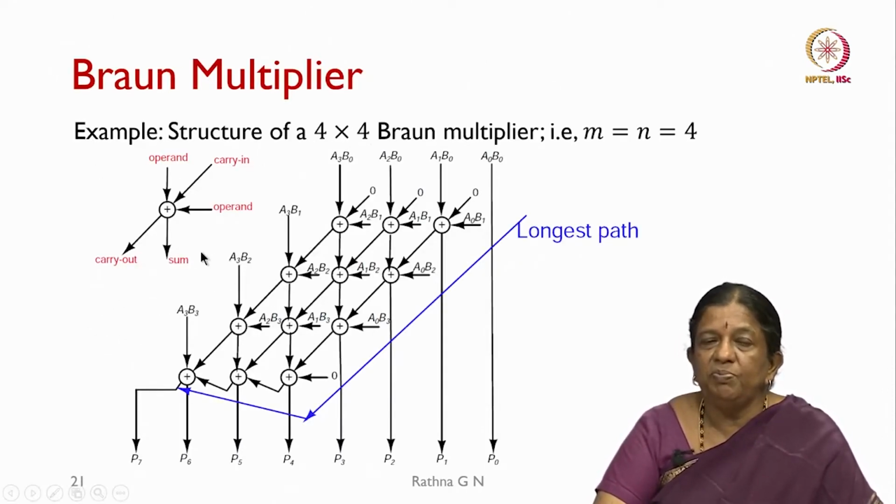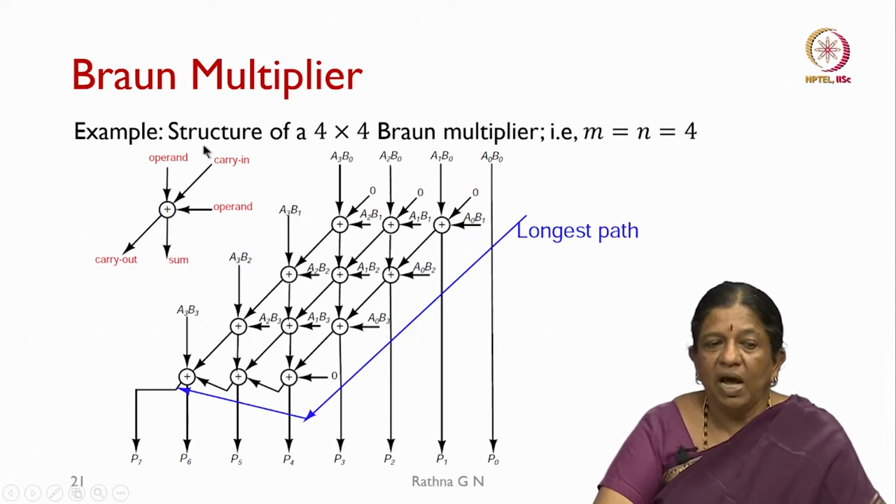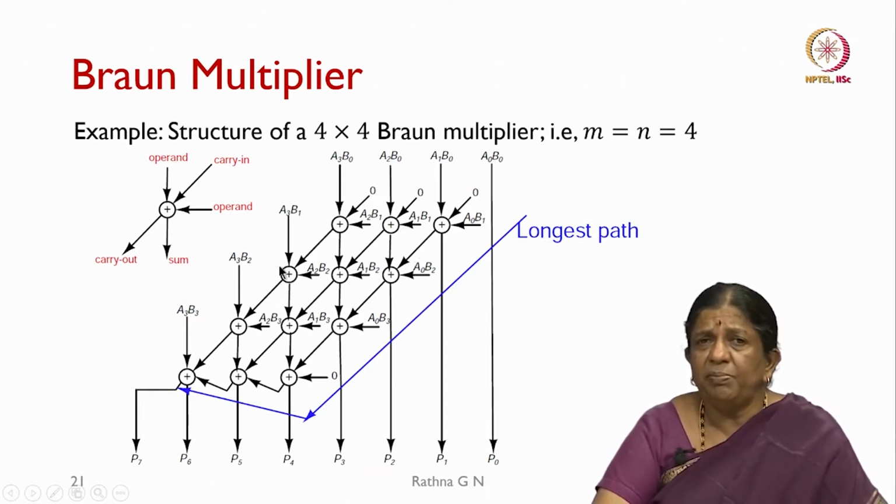Most DSP processors use a Braun multiplier. You can see the 4 by 4 Braun multiplier, how it is represented. This is your full adder. I have an operand and the previous carry-in as inputs to this, and the second operand is coming from this side. The result is going to be the sum, and the carry out is generated from the full adder, as shown in this way. Because we have taken m equal to n equal to 4, these are the structures that I needed for the multiplication and addition.